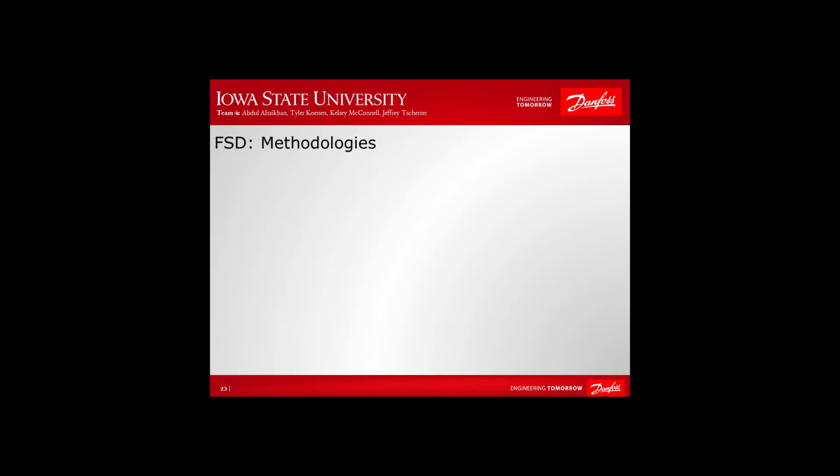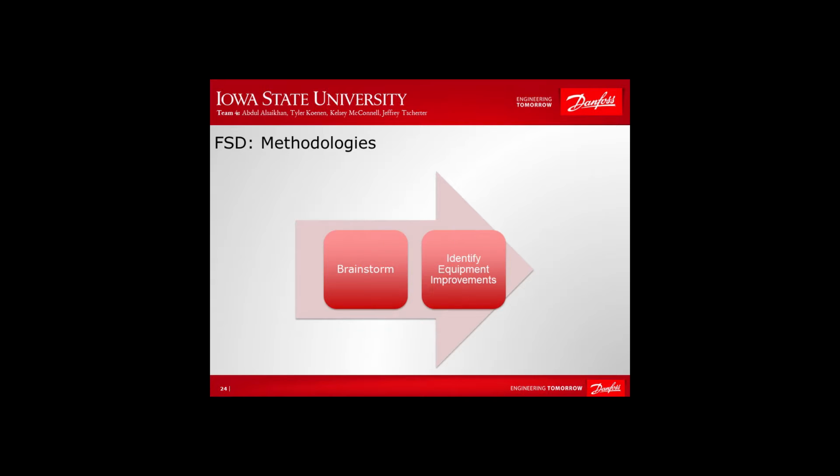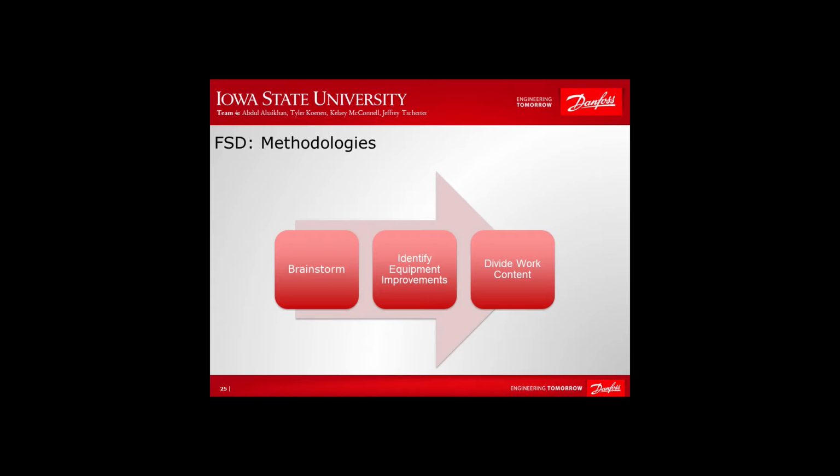The discoveries from the analysis of the current state were used to brainstorm improvements as well as identify equipment upgrades for the future state of the assembly line. After these were identified, the work content was analyzed and redistributed to provide a better line balance and reduce the bottleneck time to meet takt time. Lastly, the team created the operator balance charts based on the redistributed times.